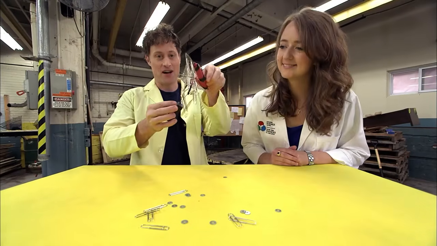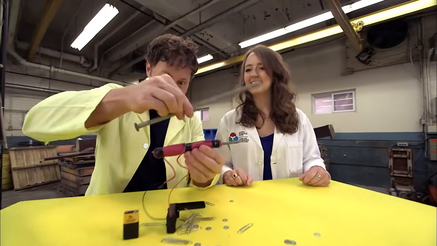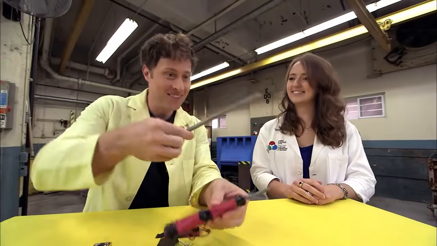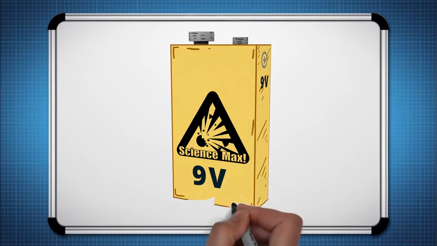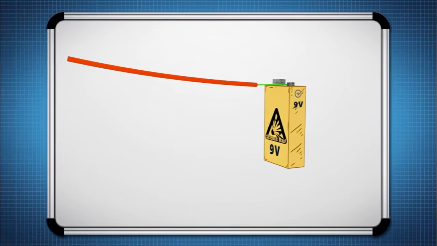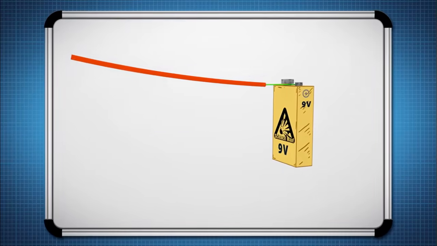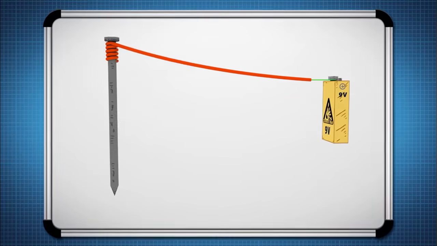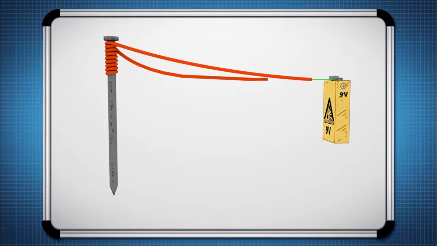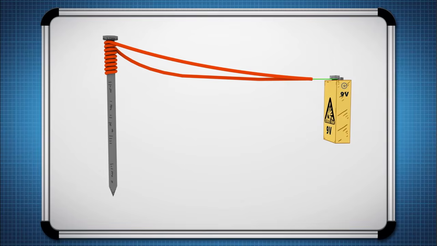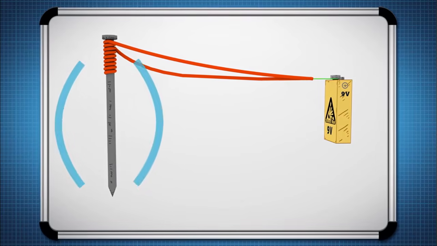So, back to our main experiment, where Heather and I are building a larger electromagnet. An electromagnet works like this. When an electric current is traveling through a wire, it creates a magnetic field. If you wrap that wire around something ferromagnetic, that's something made out of a metal that is attracted to magnets, like an iron nail, then it becomes a magnet.